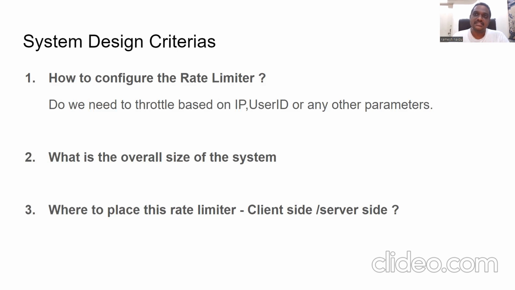Before I start with the system design part, there are three important things I'm considering. First, how do we configure this rate limiter? As I already explained in the previous slide, do we consider this at an IP level, at a user level, at an account level? There are various ways to consider. So where do we configure this? This is the first point.